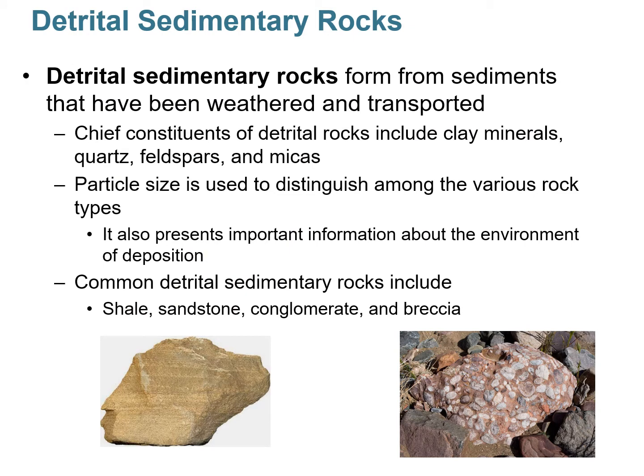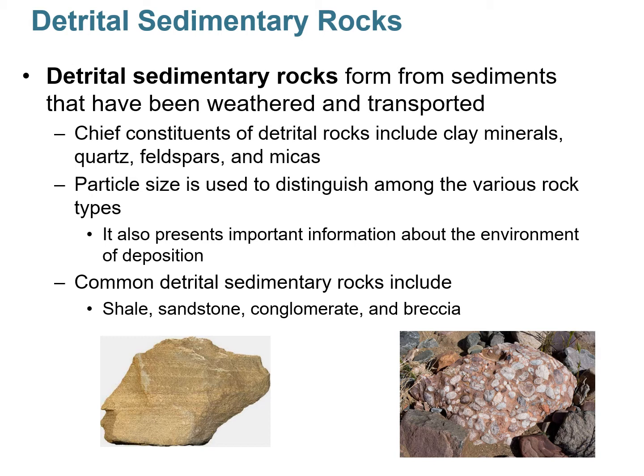So let's talk about detrital sedimentary rocks first. These are sedimentary rocks that form from sediments that have been weathered and transported. They're mainly made up of broken down pieces of other rocks and clay minerals. So the usual suspects are quartz, feldspars, and micas. And the way you distinguish between the different detrital sedimentary rocks is based on particle size. That also clues you in on the environment of deposition.